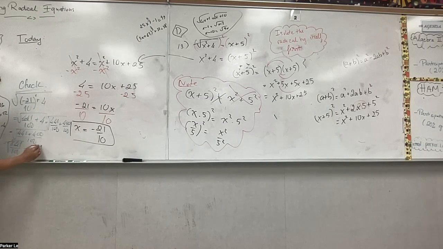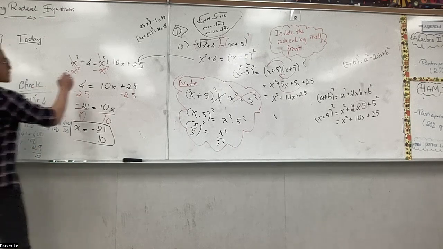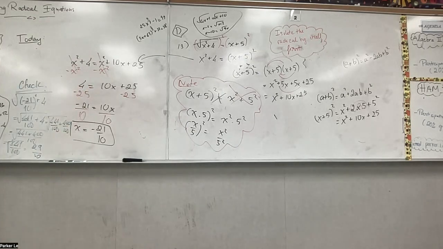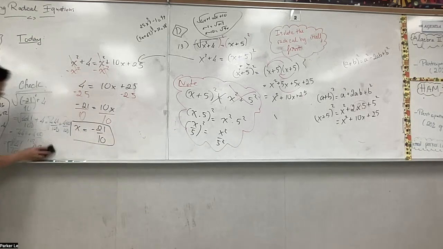So this is 29 over, what is square root of 100? 10. Okay, so this is my left side. Square root of 841 is 29. Use calculator. This is equal to square root of 841 over square root of 100. The calculator will tell you 29. And then 10. That's the left side.